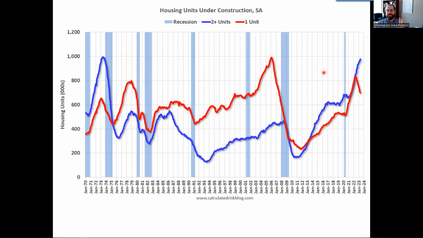That's the first observation. The second observation is divergence. The 2+ units are still rocking and rolling, almost back to 50-year highs since 1972. Some of you remember that year, a little before my time. Look at this, you guys. We've seen single family, or 1-unit structures, really pull back as multifamily is still cranking.